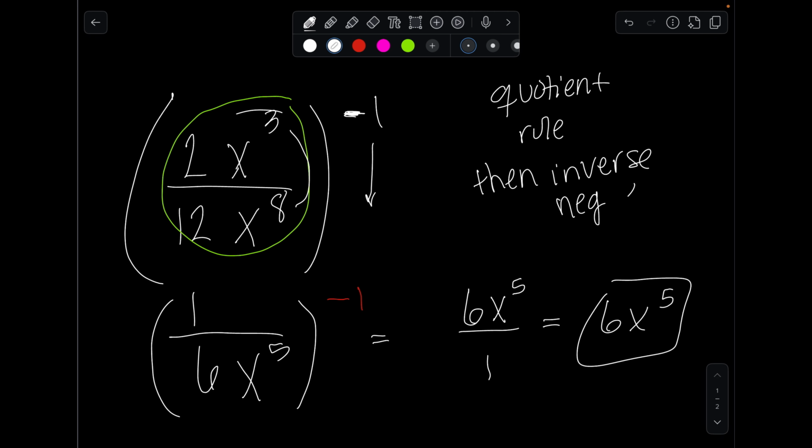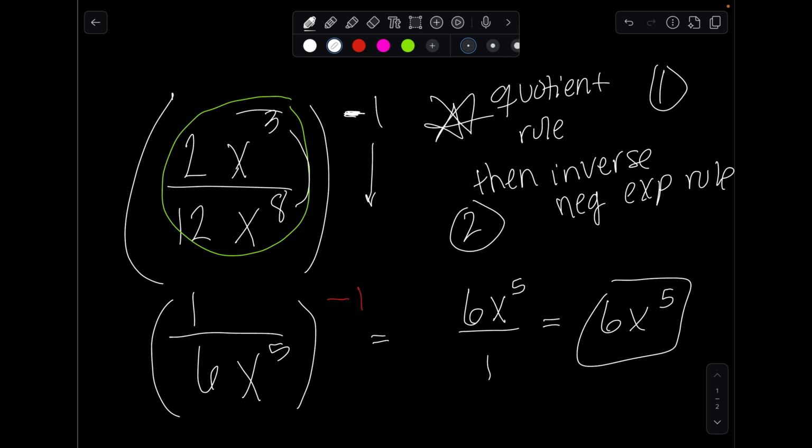Or we call it the negative exponent rule. Make sure you know both terminologies. Get this in your notes. There were two rules going on here. Sometimes you might have 2 or 3 rules, or 4. So that is your quotient rule and your negative exponent rule all combined in this problem here.